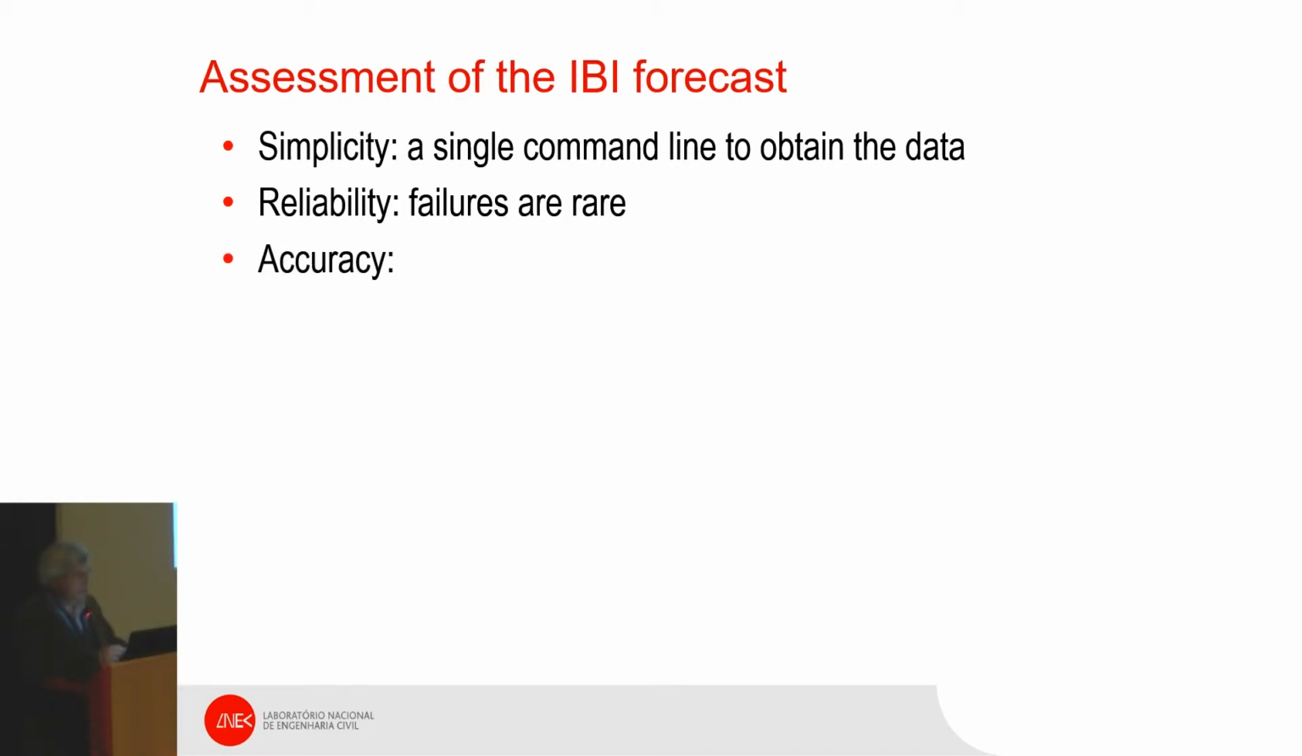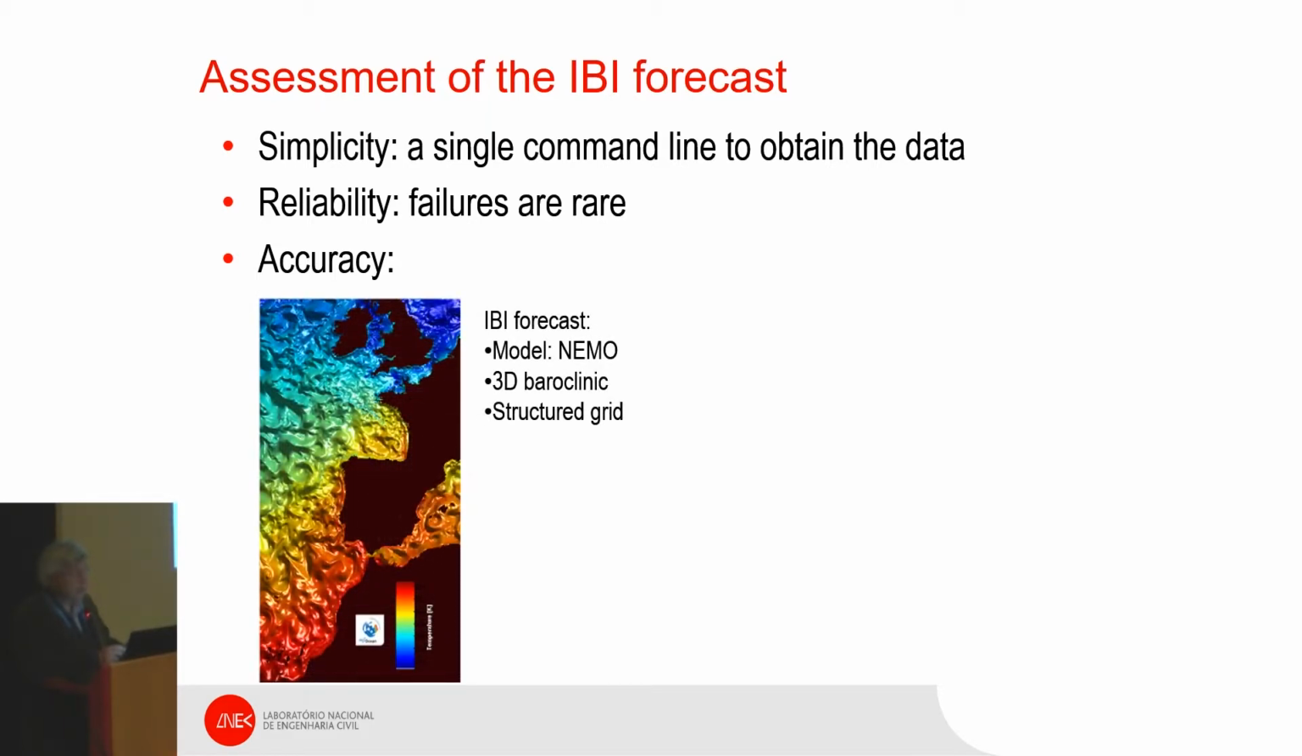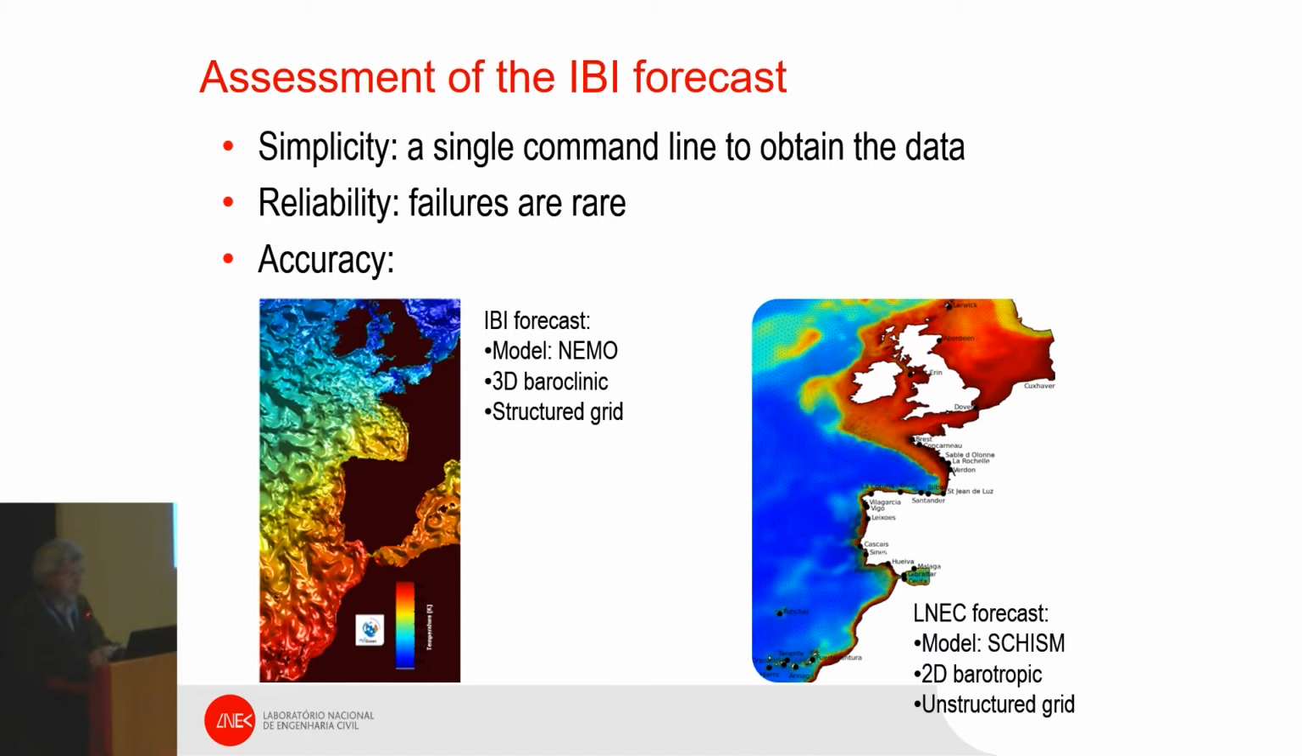The first issue is accuracy. So, as I said, we've been using the EB forecasts, but recently we have developed our own forecast system at a regional scale. We use a different model. The domains are very similar, so this is our domain and this is the EB domain. Our model is being run in 2D barotropic mode because we are really interested in extreme water levels. And we also use an unstructured grid instead of the structured grid used by NEMO, by the EB forecasts.